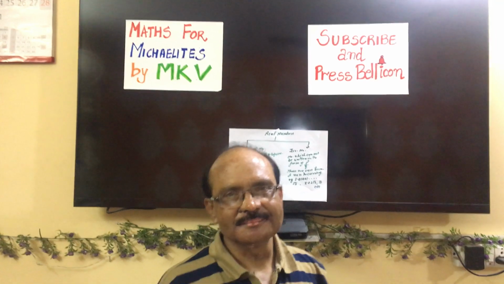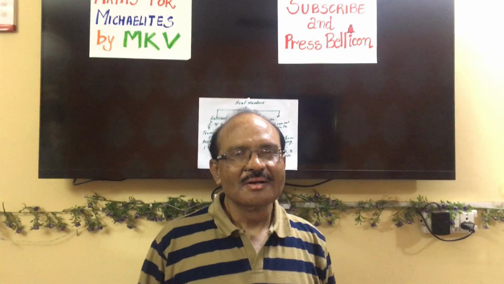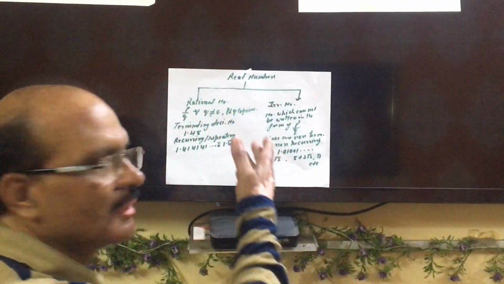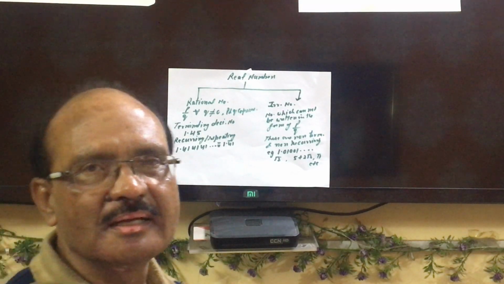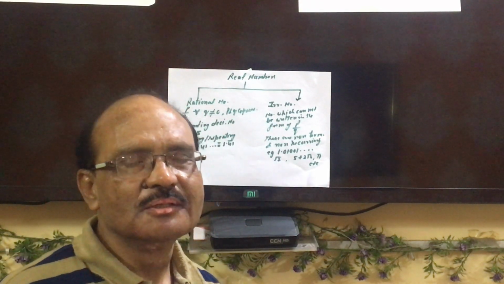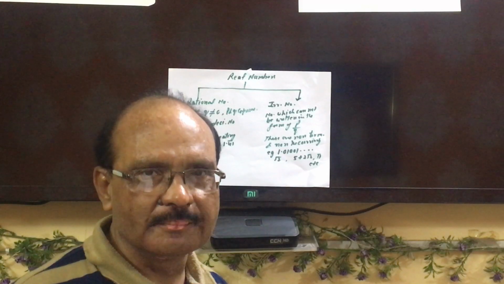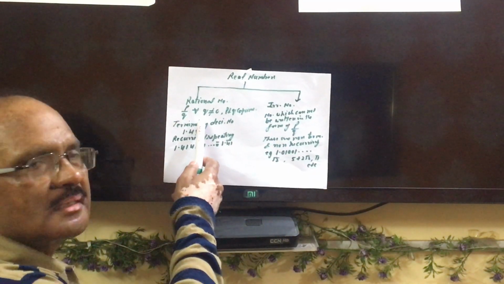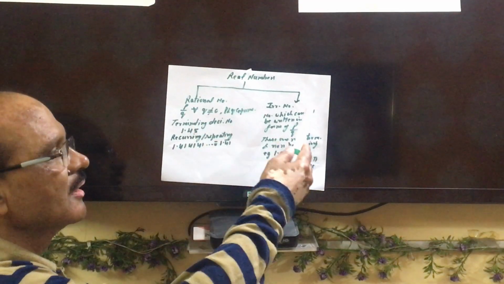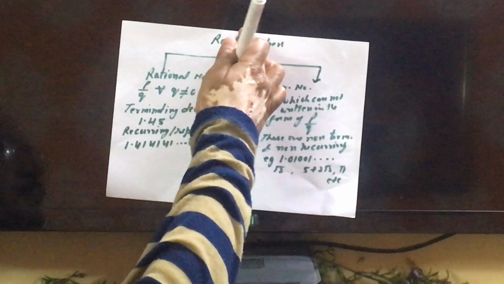So now children, I am going to start today's topic, real numbers. The name of the chapter is real numbers. So what are the real numbers? As the name of the chapter is real numbers, you should understand what are the real numbers. Real numbers you can divide into two parts. First is rational numbers. Second one is irrational numbers.